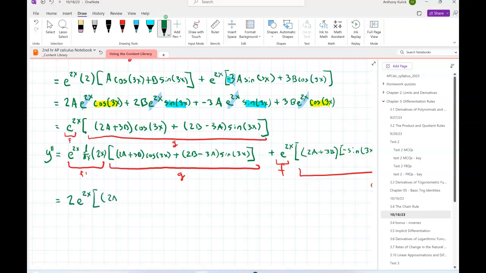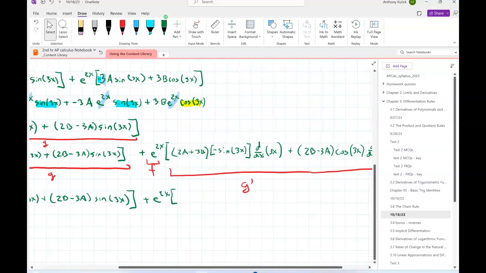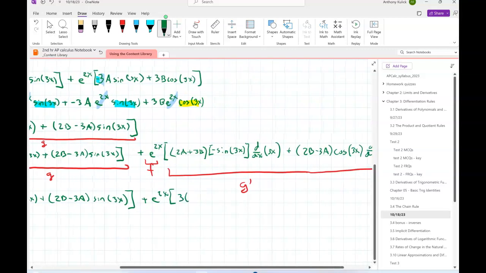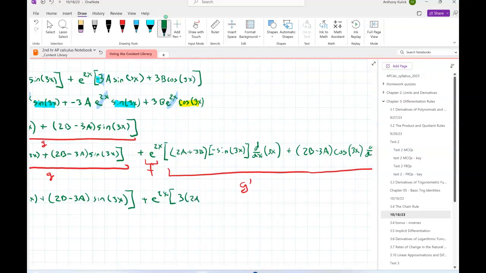I'm trying to read this out loud. Oh, could you scroll over a little bit? Yes, of course. And then it'd be 2b minus 3a minus cosine 3x for the second. What's the next? Can you scroll to the derivative?